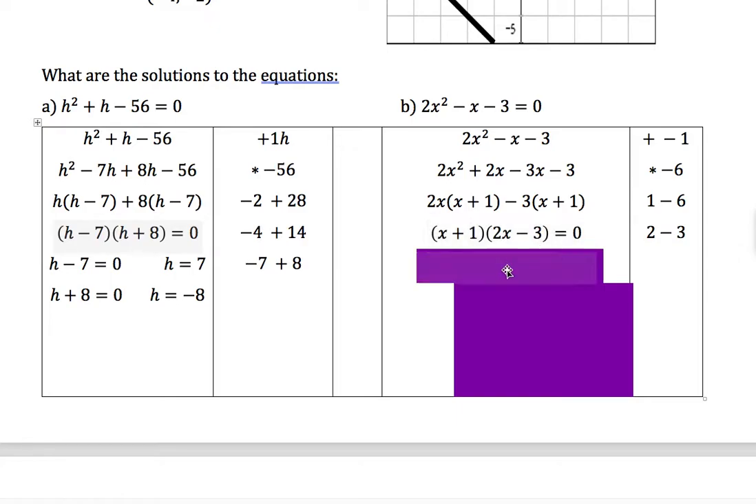Now to finish finding the solutions, I'm going to set both of my factors equal to 0.